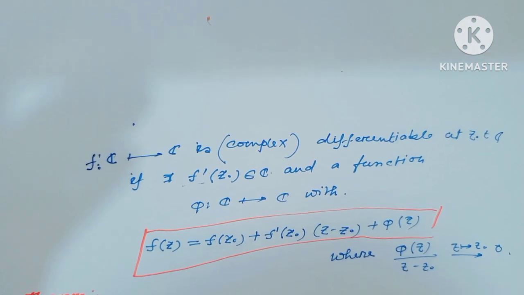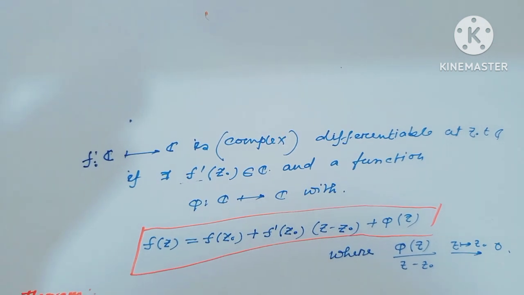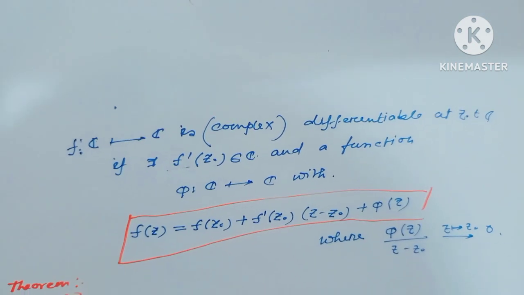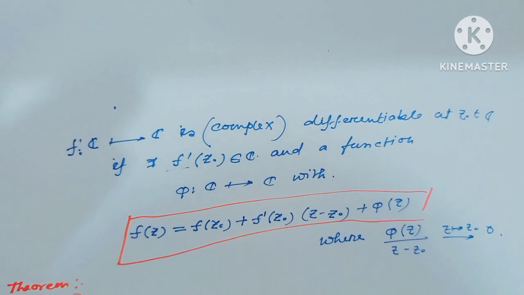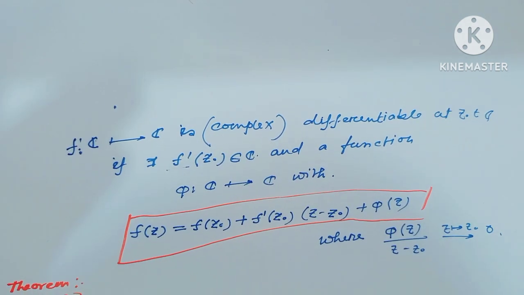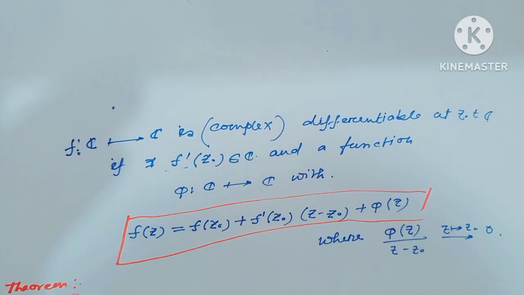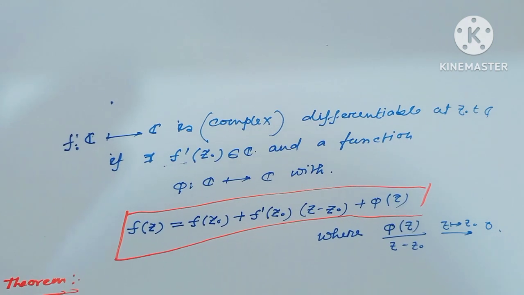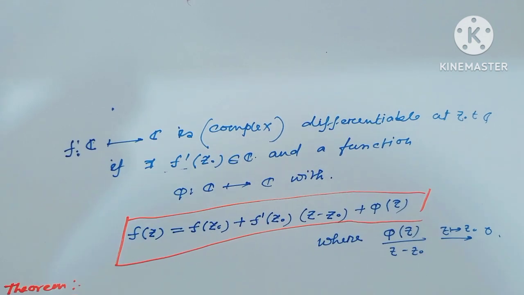Complex differentiable means, when f is defined from complex numbers to complex numbers, f is complex differentiable at a point z0 belonging to C if there exists f prime of z0 belonging to C and a function phi defined from C to C with the condition f(z) equals f(z0) plus f prime(z0) times (z minus z0) plus phi(z), where obviously this phi(z) is a small-order term, that means phi(z) over (z minus z0) goes to 0 as z tends to z0.